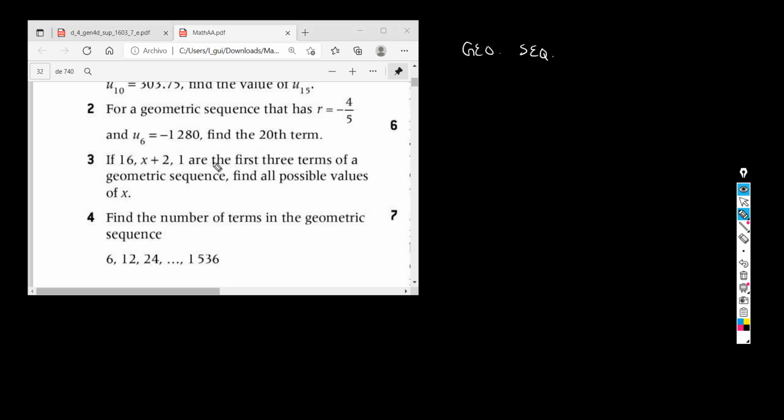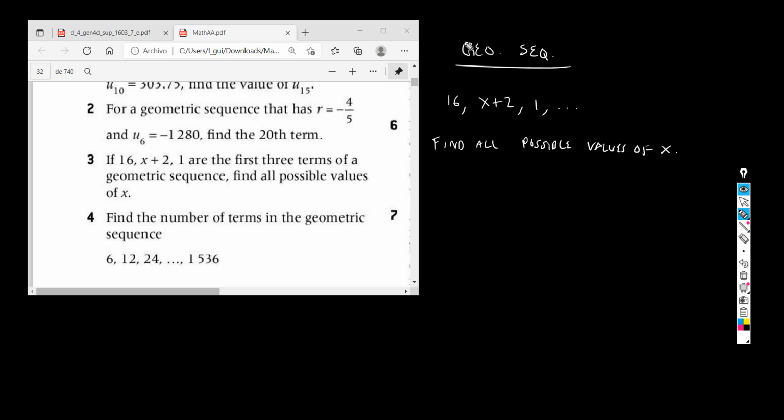sequence, and they tell me that 16, x plus 2, and 1 are the first three terms of this geometric sequence, right? So there are more. So we can write these three dots, right? Okay, and they asked me this question: find all possible values of x. So let's see.